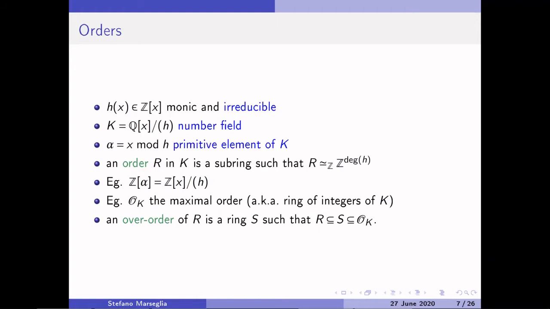Another example is the maximal order of the number field, also known as the ring of integers of the field. Sometimes these two concepts coincide, sometimes they don't, depending on many things. For example, it depends on which polynomial we choose to represent our number field. Another concept that I will use is the concept of overorder. If we take our order R, an overorder is any order containing R, or in other words, a ring that contains R and is contained in the maximal order. So necessarily, an overorder is also a free abelian group of maximal rank. So it's an order itself. Okay. All right.